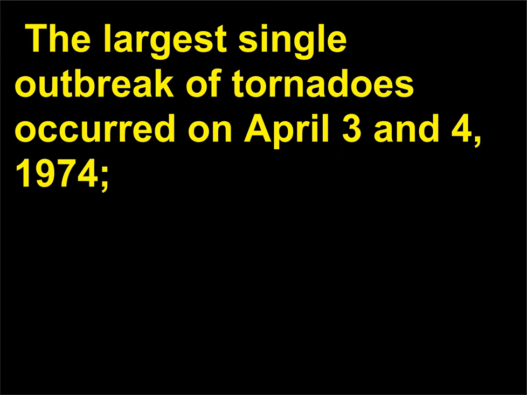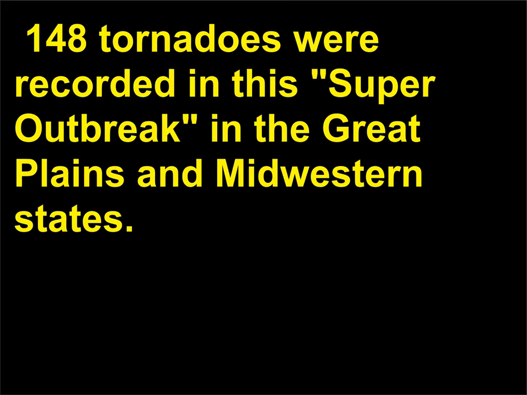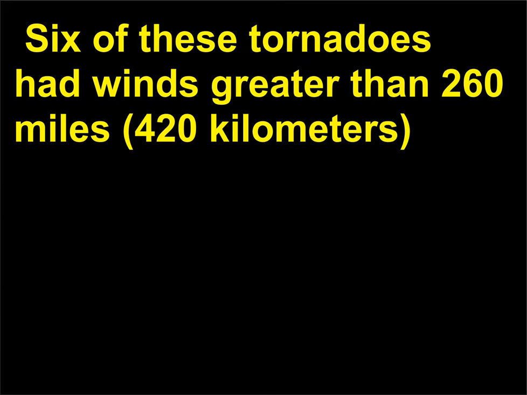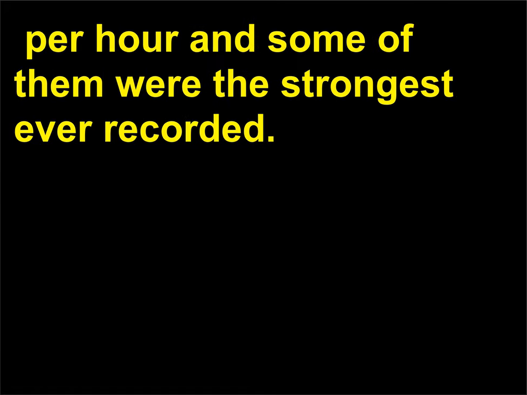The largest single outbreak of tornadoes occurred on April 3 and 4, 1974. 148 tornadoes were recorded in this super outbreak in the Great Plains and Midwestern states. 6 of these tornadoes had winds greater than 260 miles, 420 kilometers per hour, and some of them were the strongest ever recorded.